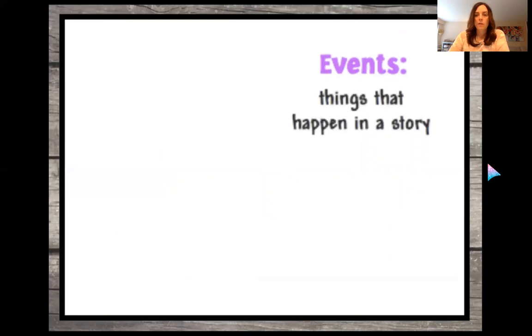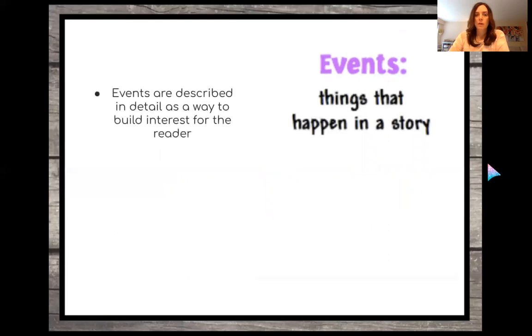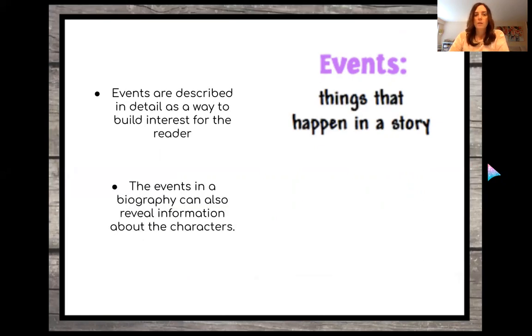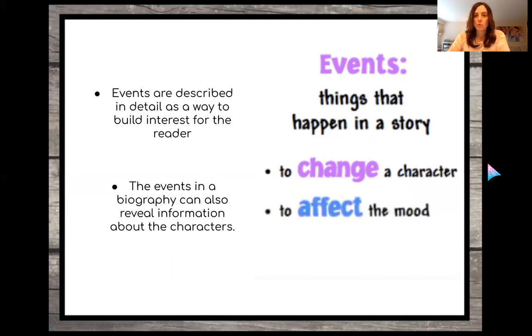The events are the things that happen in a story. Events are described in detail as a way to build interest for the reader. The events in a biography can also reveal information about a character. So the events in a biography sometimes help to show you as a reader how the character changes, to affect the mood of the story and to build the plot.